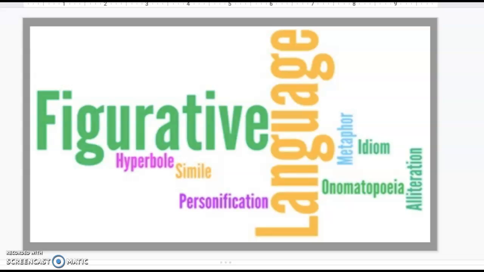Today is our last day talking about figurative language because tomorrow is the big day when we will be having our figurative language game show, that is. All right, here we go. We're going to do a review, then we're going to introduce two new types of figurative language.